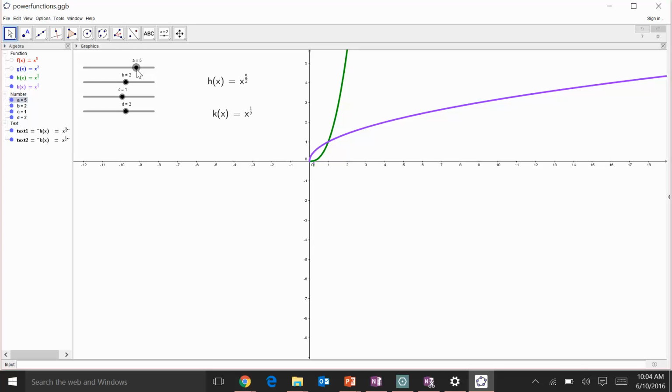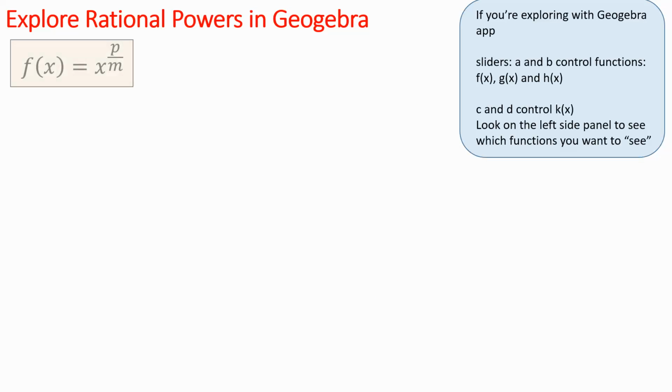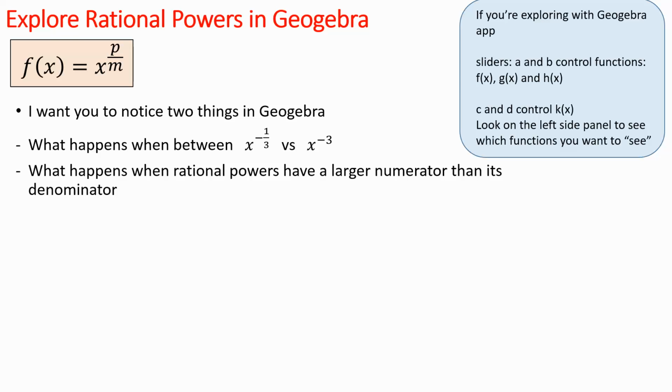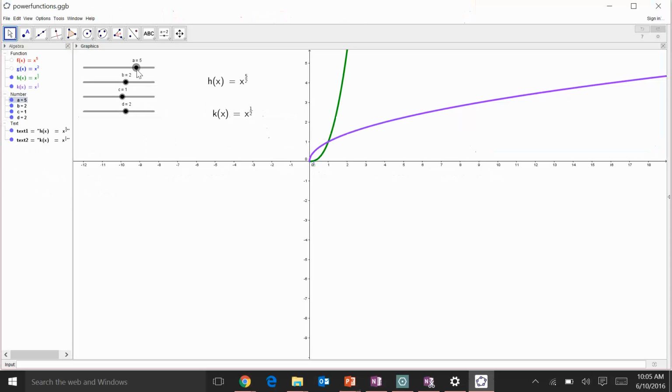What I want you to see as well, in terms of my questioning in the PowerPoint, for all rational powers, I want you to think p on m. I want you to notice 2 things when you're playing around with this. And the next part tells you what I'm trying to explain. First, what happens with x to the power of negative 1 on 3 versus x to the power of 3? What's the difference between them, which we described already in the previous slide? I want you to play around with that. Then, what happens when rational powers have a larger numerator than denominator? The example I gave just now was 5 on 2. That's larger; the numerator is larger than the denominator.